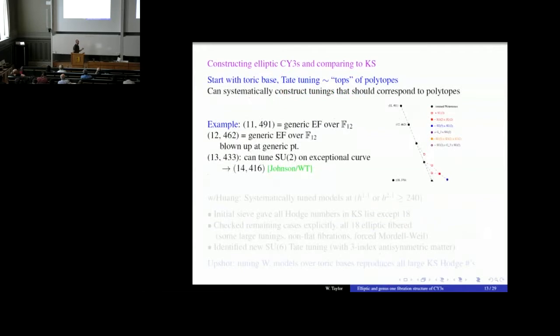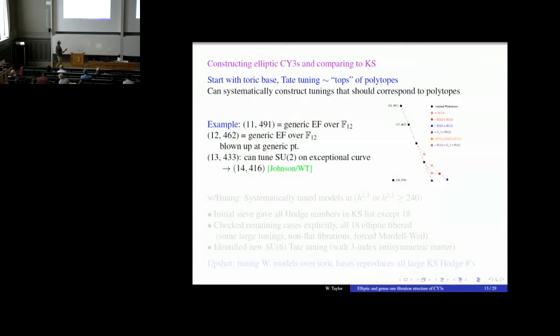So the first approach, we directly construct a bunch of things, elliptic fibrations, by starting with a toric base and then doing what's called a Tate tuning, using that Tate form that I put on the board on the slide, which actually matches perfectly with what you see in the toric geometry of the polytopes. There's a sort of one-to-one correspondence between a certain class of Tate tunings and the so-called tops of polytopes studied by Candelas, Perevalov, and others. So basically, we can systematically construct tunings that should correspond to polytopes.